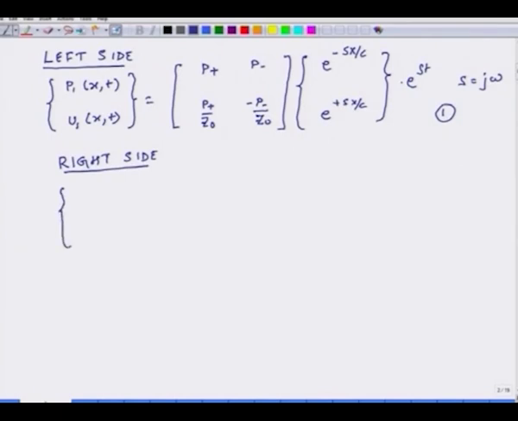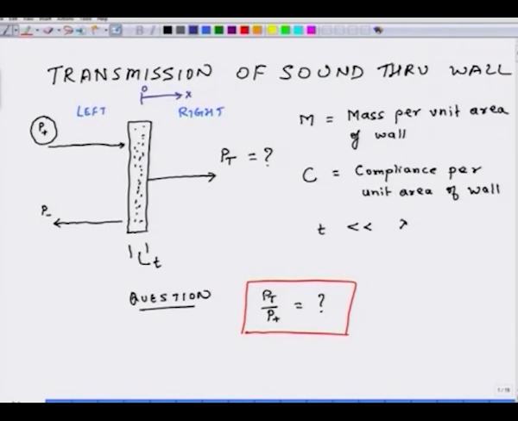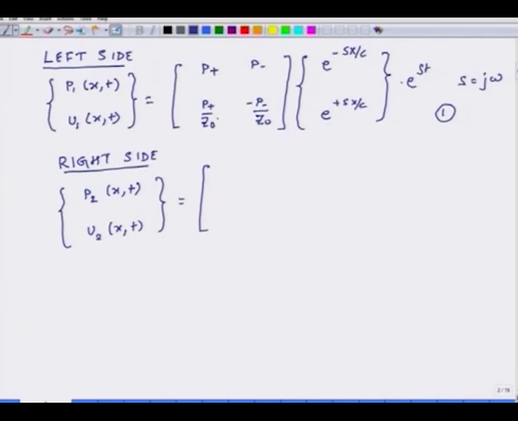So, on the right side, let us say I call pressure as P 2 and velocity as u 2. Now, when we see this problem, there is no reflected wave, because I am assuming that there is no reflecting surface on the right side of the wall. So, there is no reflected wave on right side of the wall. So, my P plus will be same as P t, and since there is no reflected component, this element of the matrix is 0. So, again I have a 0. This is my second equation.